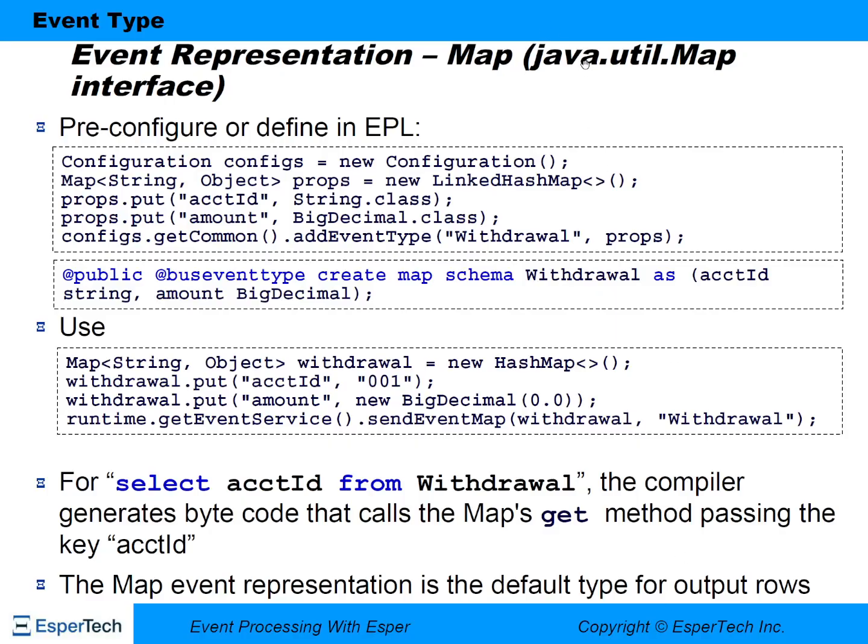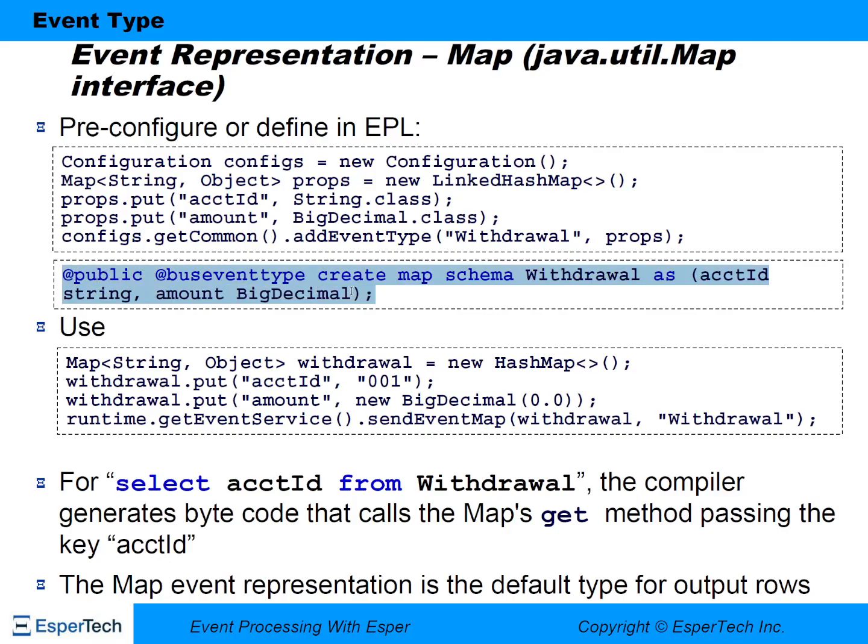The map event representation relies on the java.util.Map interface. Pre-configure the event type by calling the addEventType method and passing a map of string keys and object values that define the event property names and types. The addEventType method has many footprints and we just review one alternative here. For example, map props equals new LinkedHashMap. props.put account ID, String.class. props.put amount, BigDecimal.class. configs.getCommon.addEventType(withdrawal, props).